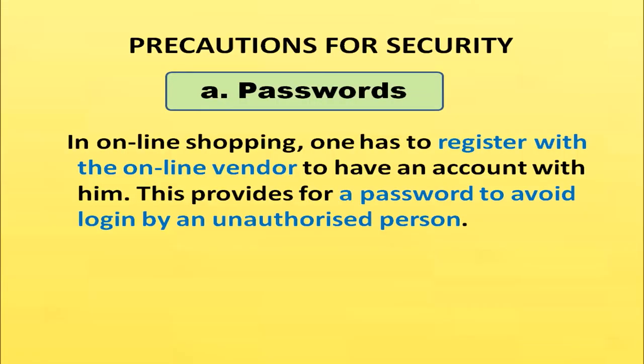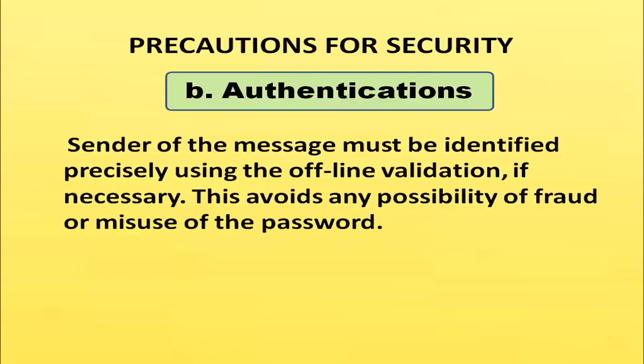What precautions are necessary for securing e-business transactions? First is the password. In online shopping, one has to register with the online vendor to have an account with him. And this provides a password for what? To avoid login by an unauthorized person. Another precaution for security is authentication. Senders of the message must be identified precisely, using offline validation if necessary. And this avoids any possibility of fraud or misuse of the password.